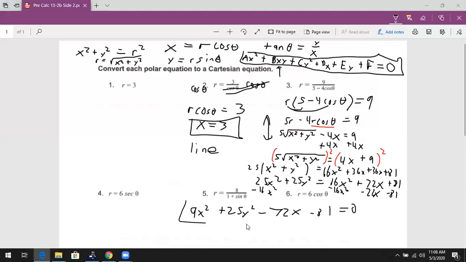All right, now, what is it? Number in front of x squared is positive. The number in front of y squared also is positive. Same sign, but different values. 9 and 25 is not the same. That makes this an ellipse.